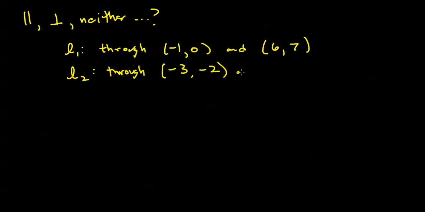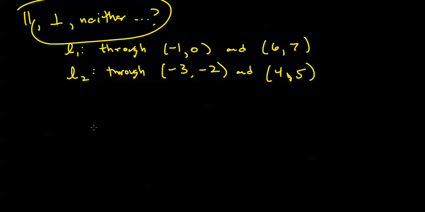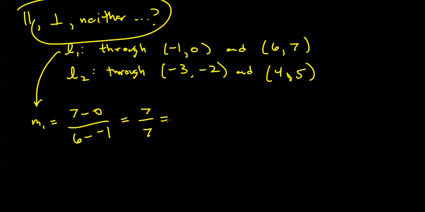Through two different points. And I'll ask the question here: are these lines parallel, perpendicular, or neither? Well, to make that judgment, we've got to find the slope. So if I look at line 1 and compute its slope, it's y2 minus y1 over x2 minus x1. And my slope is going to be 7 over 7, which of course reduces to a positive 1.